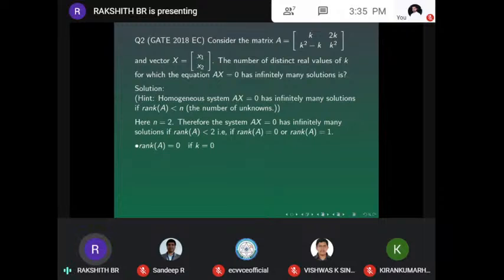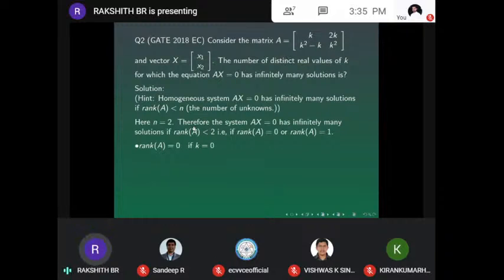So for this, you need not go for the echelon form and all. Rank of A is 1 means that the determinant of A must be 0. That implies that the determinant of A is equal to 0. That means the rows must be linearly dependent. Okay, the rows must be linearly dependent.